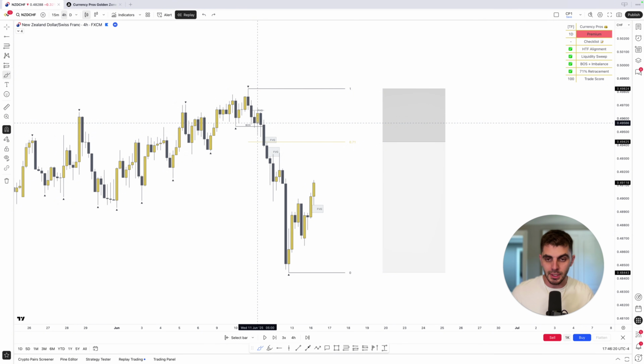The Currency Pros indicator has gone ahead and automatically annotated the break of structure for me, so I don't have to place it. It usually does the liquidity sweep as well, but I think I have that turned off right now. Now, the break of structure that I just mentioned is part of the next entry criteria on my checklist.